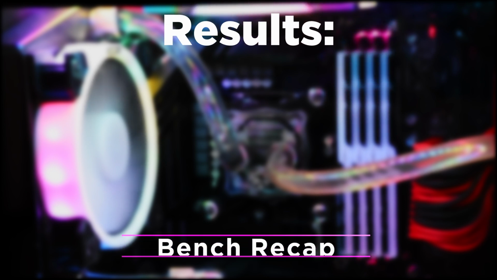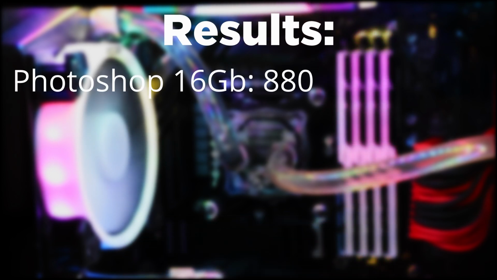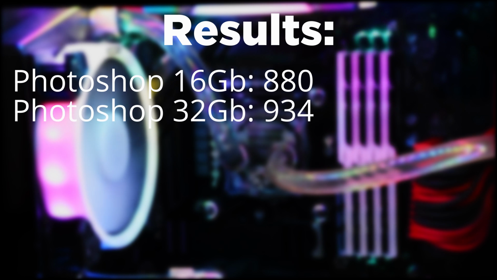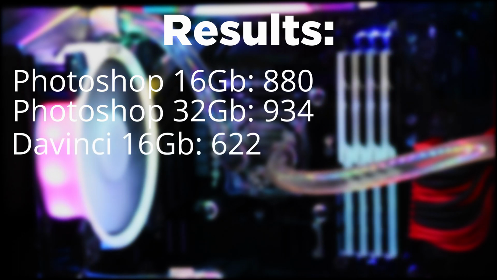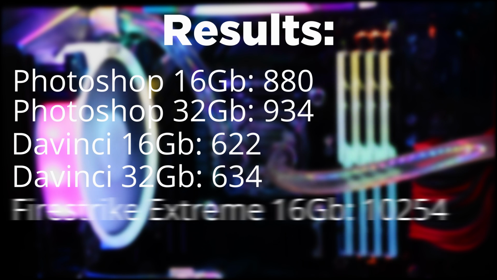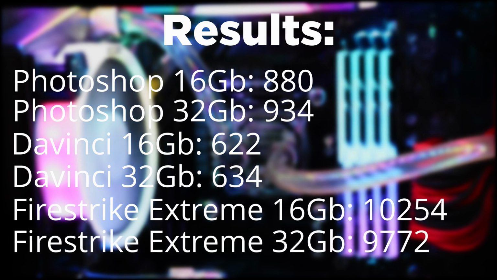So let's quickly recap our scores so far. Photoshop with 16 gigs scored 880. Photoshop with 32 scored 934. DaVinci with 16 gigs scored 622, while DaVinci with 32 scored 634. Firestrike with 16 gigs scored 10,254, while the 32 gigs scored 9,772.